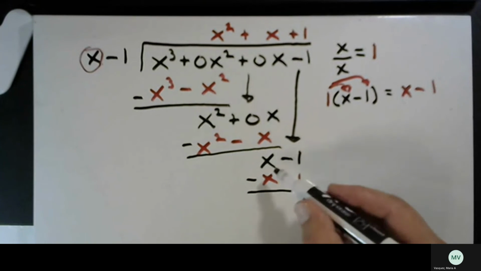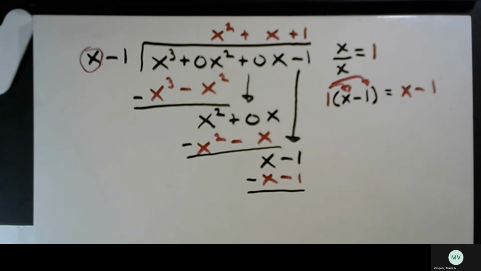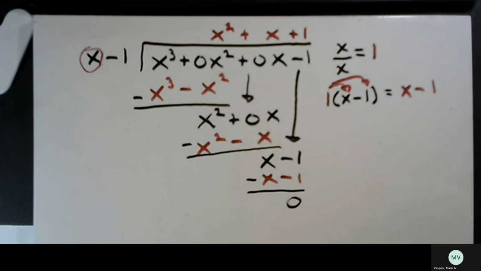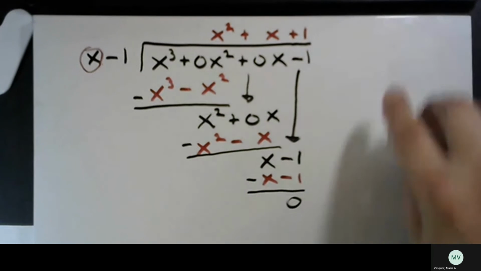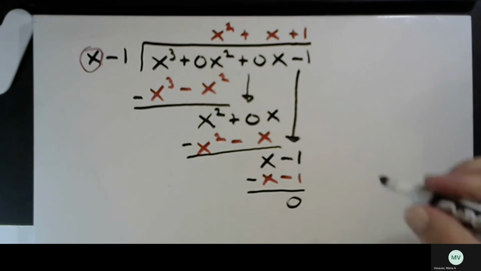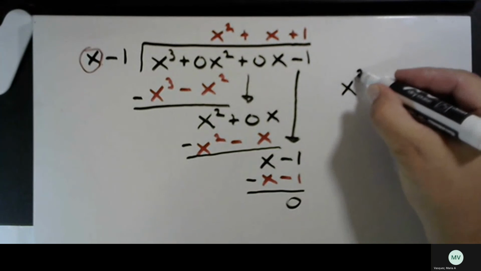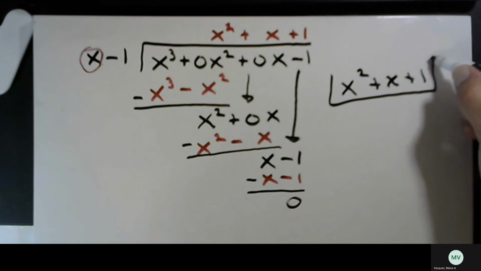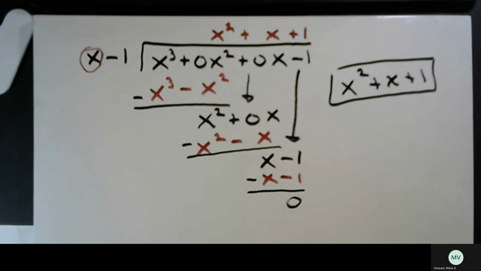And now we subtract x, subtract itself, 0, minus 1, subtract itself. It's also going to be 0. And then that's it. We're done. Nothing else to bring down, so that's the end of our third and final cycle. No remainder this time. So the answer will be x squared plus x plus 1. Questions about that? No.